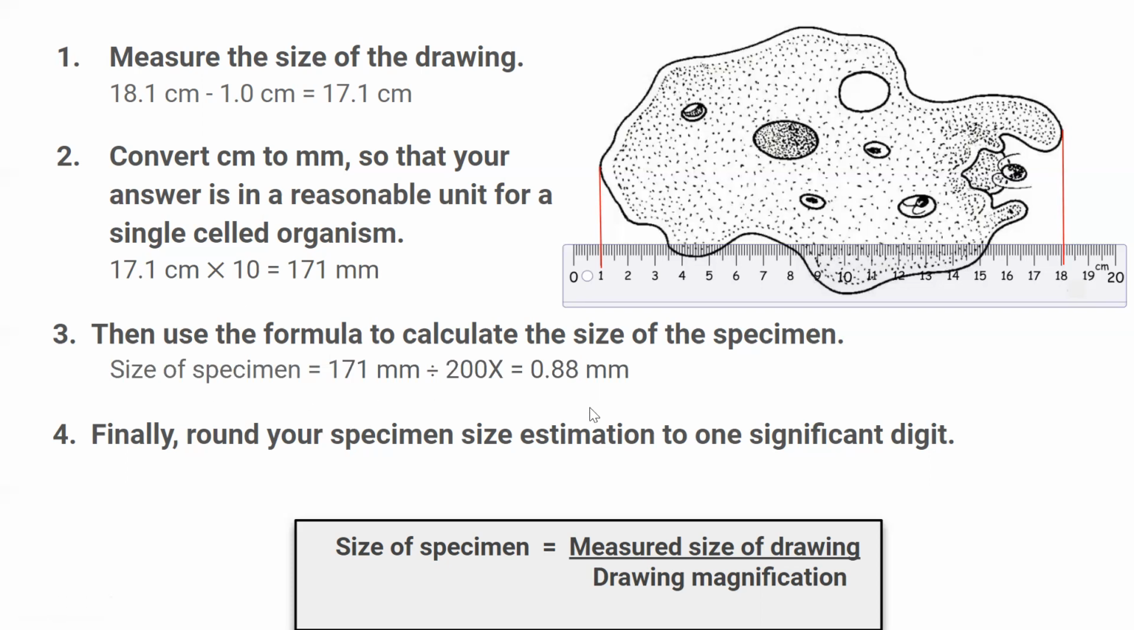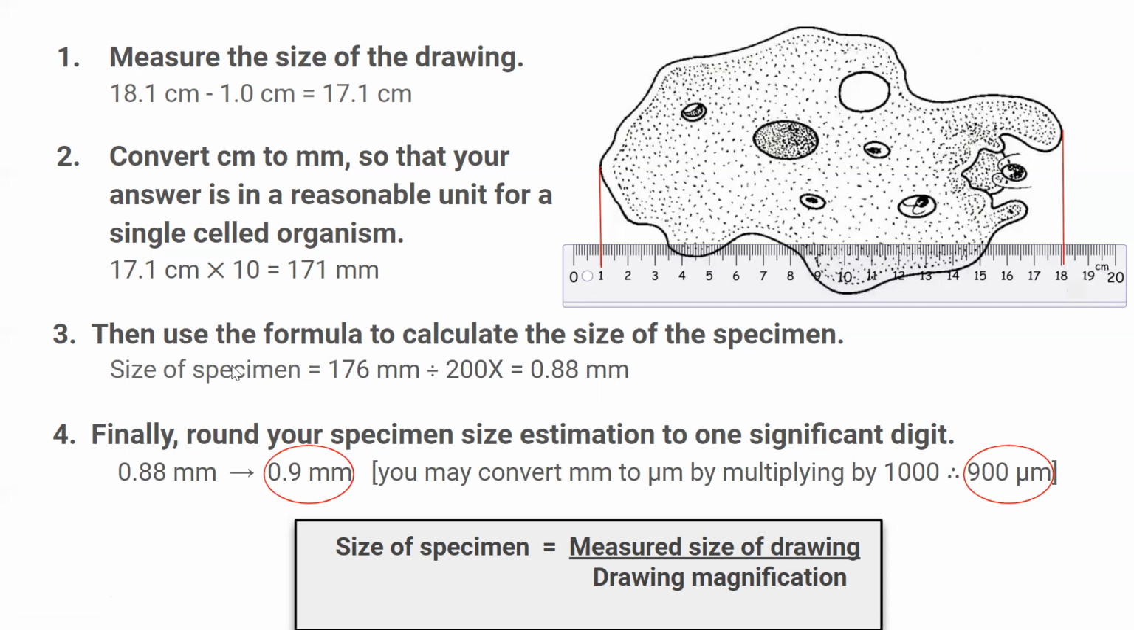Finally, round your specimen size estimation to one significant digit. One significant digit would be to the tenths place, so it'd be 0.9 millimeters. And if you want, you can convert millimeters to micrometers. On a test, I will say I want the answer in millimeters or micrometers, so it'll be clear what I want. 0.85 would also be 0.9.